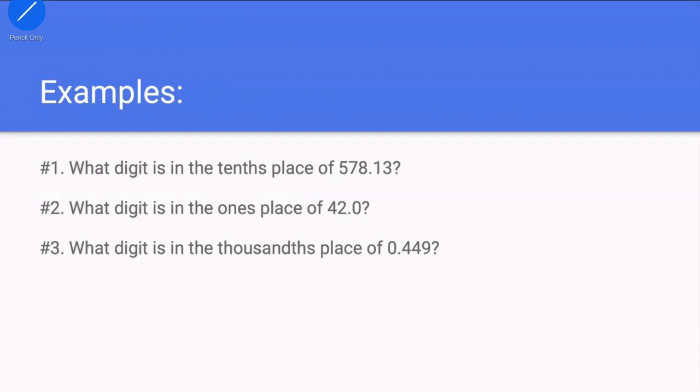Okay, I'm going to go into some examples now. Just pause the video if you want to continue on and try those on your own. If you don't know, then just continue watching. So what digit is in the tens place? Simple, it's 1. Ones place, that's 2. Thousands place, that's 9. That's a really bad 9. Okay, continuing on.